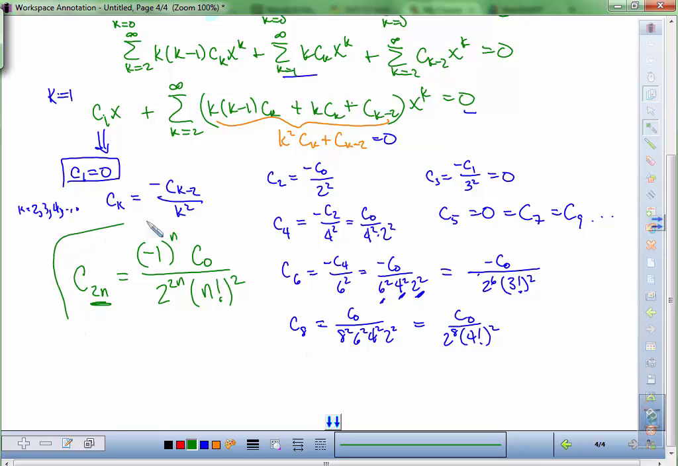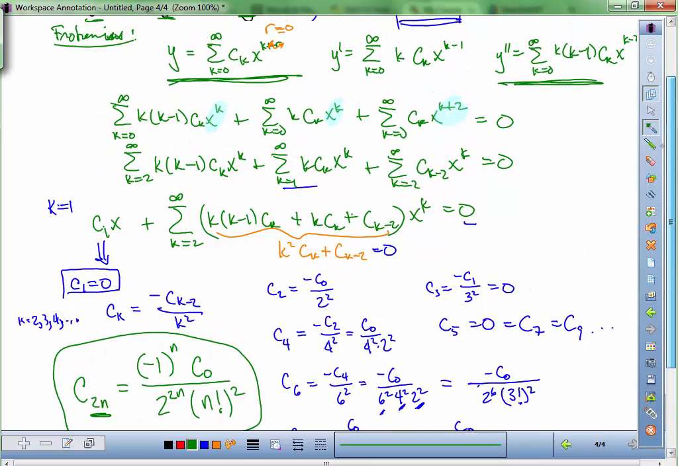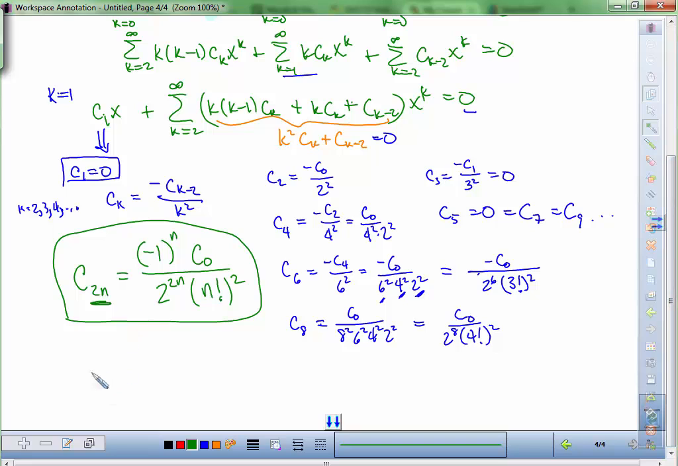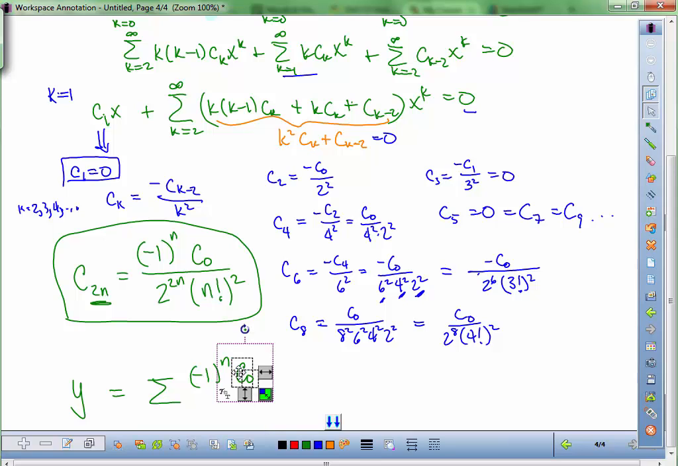Now let's put it back into the power series. The original power series looks like this, and we've determined that all the odd terms will disappear. So we can just write our term like this. So our power series y is going to equal negative 1 to the n c sub 0. Wait, that's constant. I can just take that constant out, right? Because all the terms are going to have the c sub 0. So why don't I take that constant and move it on out?